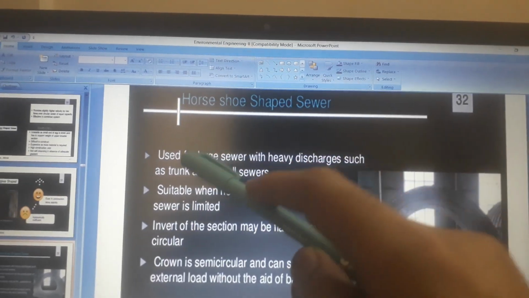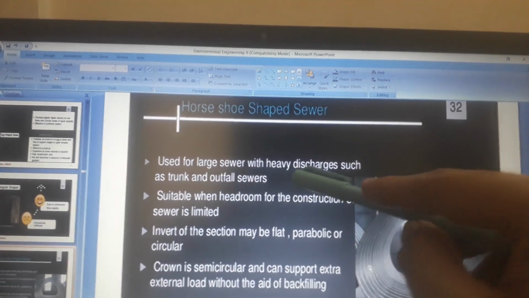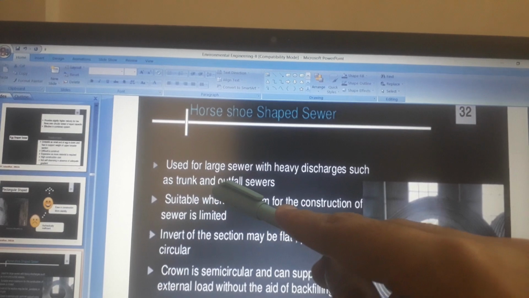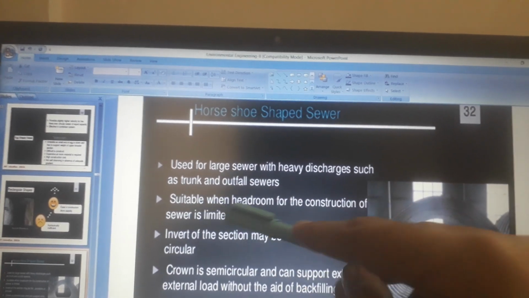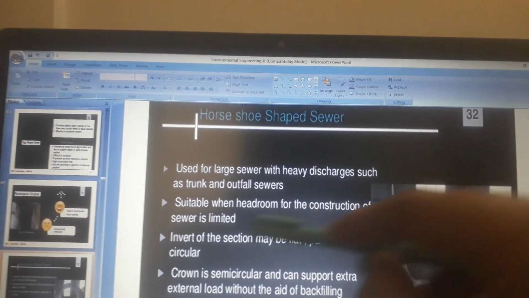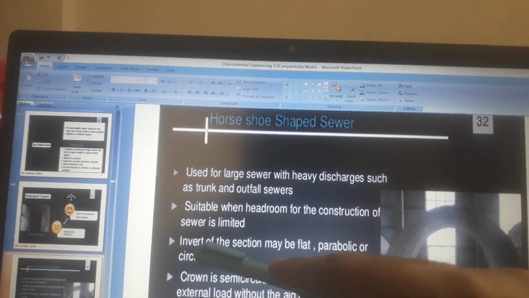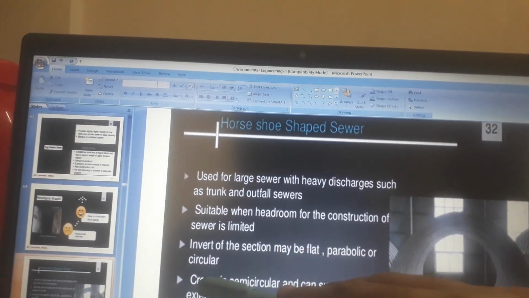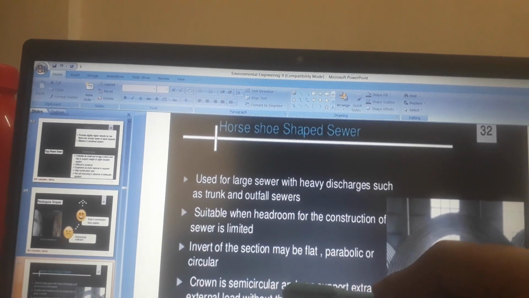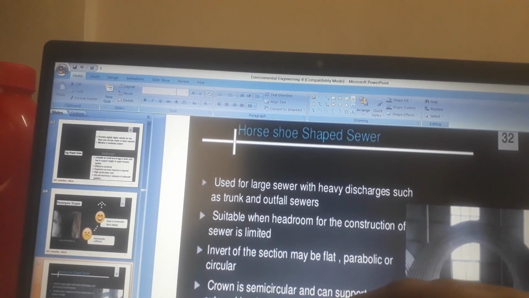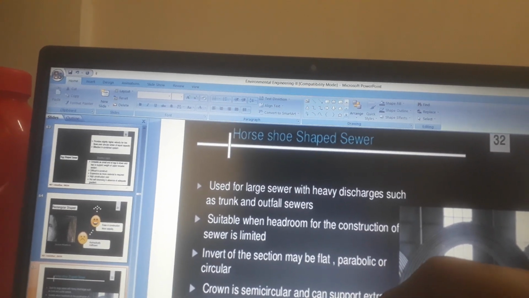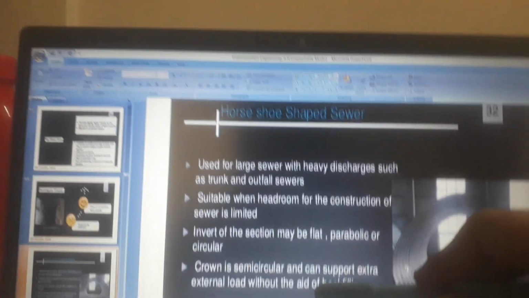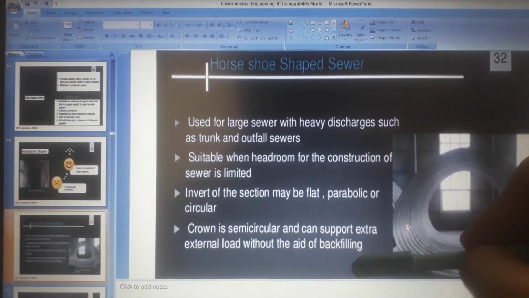Horseshoe shaped sewer. Used for large sewers with heavy discharges, such as trunk and outfall sewers. Suitable when headroom for the construction of the sewer is limited. Invert of this section may be flat, parabolic, or circular. Crown is semicircular and can support external load without the aid of backfilling.